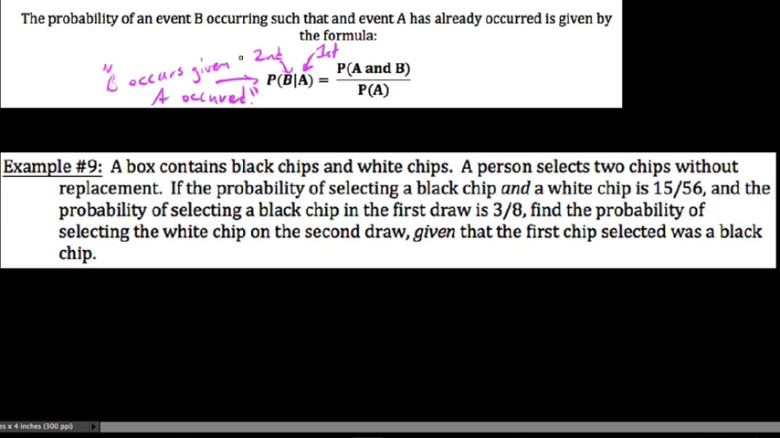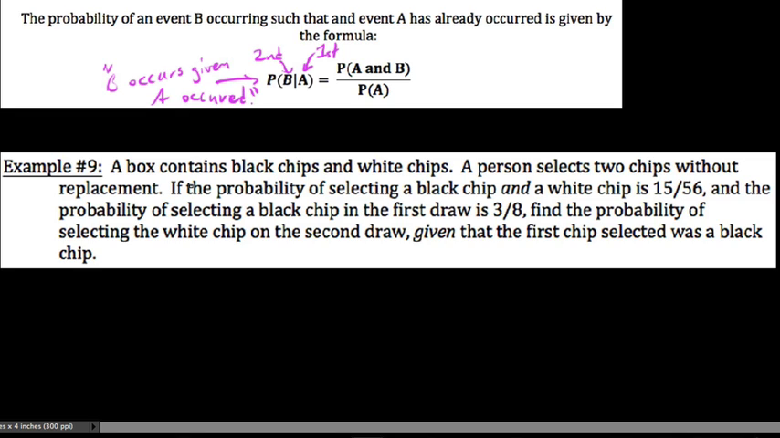Let's take into consideration example number 9. A box contains black chips and white chips. A person selects 2 chips without replacement. The key words here are without replacement, which means once we choose the first chip and then choose the second chip, the fact that we're not putting the first chip back affects the probability of the second chip. These are dependent events. If the probability of selecting a black chip and a white chip is 15 out of 56, and the probability of selecting a black chip on the first draw is 3 out of 8, find the probability of selecting the white chip on the second draw, given that the first chip selected was a black chip.